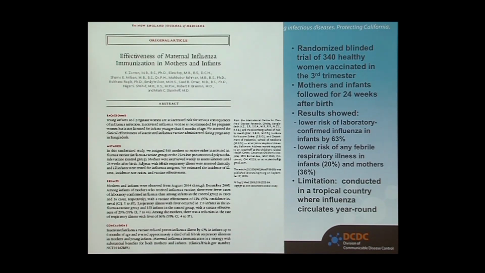There have been studies out there, and this study was done in Bangladesh because we wouldn't have been able to do it here just because of the numbers. But they vaccinated 340 healthy women in their third trimester, and they followed them after birth, and they found that there was a lower risk of laboratory-confirmed flu in the infants, and a lower risk of illness in the moms and the infants. And the conclusion was that maternal influenza vaccine is safe, there were no bad outcomes, and it can be effective in reducing risk of respiratory infection in the mom and the baby, because mom and baby are very close, and immunity in a baby can be very poor in the first few months.